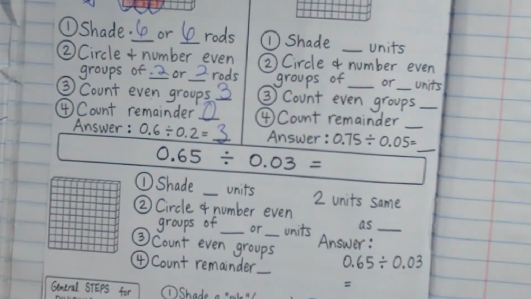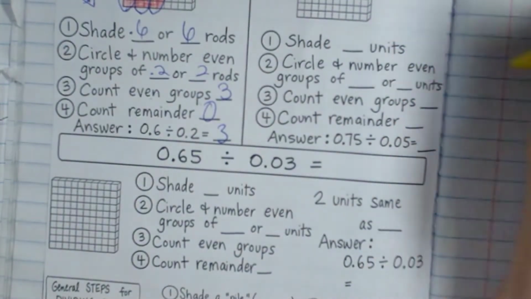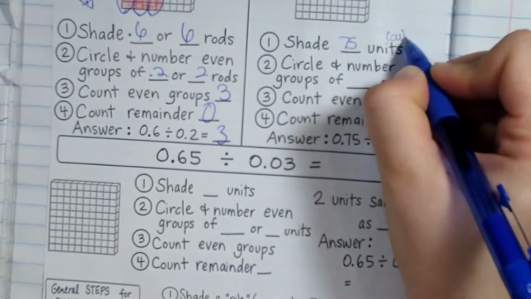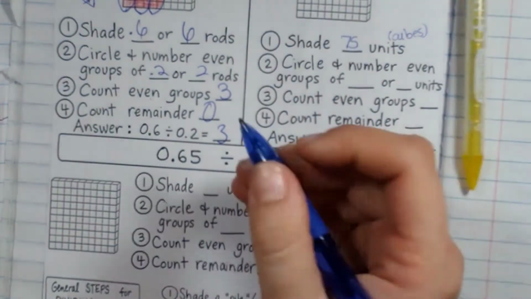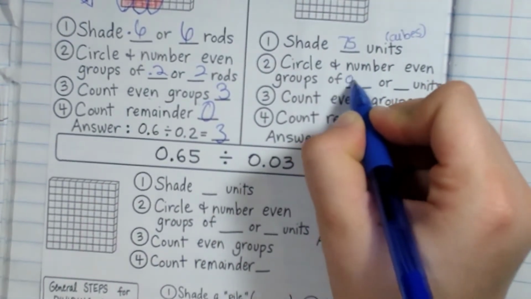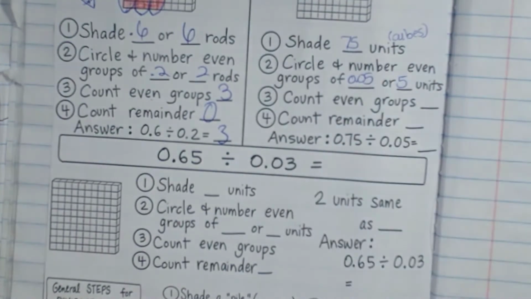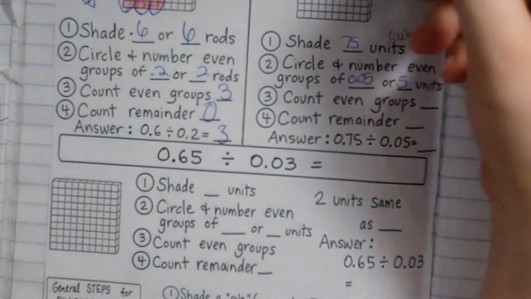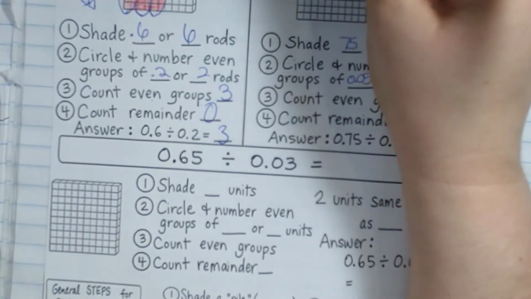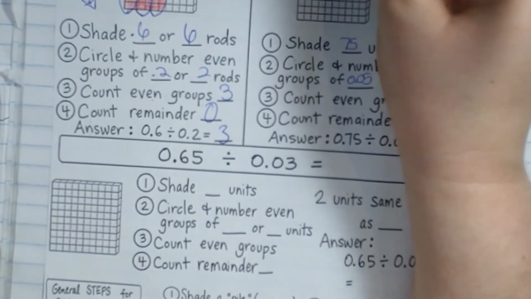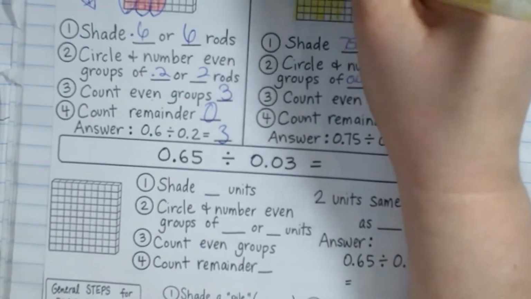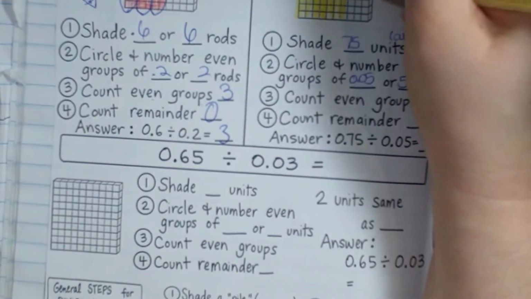I'm actually going to get a lighter color. I'm going to try yellow this time. So I'm going to shade 75 units. Units are cubes, the little cubes. I'm going to circle and number even groups of 500ths, or 5 units. I'm going to count the groups. So first of all, 7. Let me see. I got 1, 2, 3, 4, 5, 6, 7. And those are my full rods. And then I'm going to do 1, 2, 3, 4, 5.